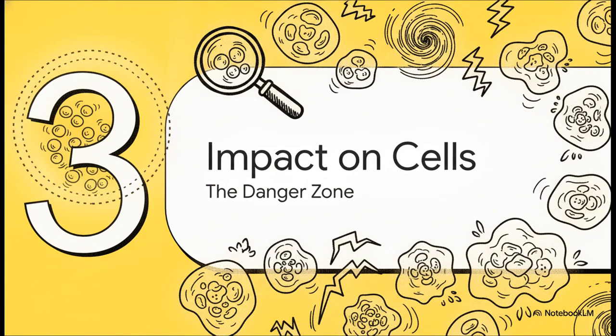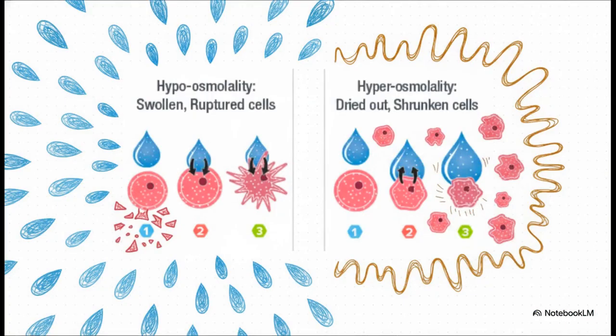Let's hit Section 3, the impact on cells. We are officially entering the danger zone. Because when those normal ranges are ignored, total cellular chaos ensues. In a state of hypoosmolality, the blood plasma has too few solute particles. So water naturally rushes into the cells to try and balance things out, which causes them to swell up and literally rupture. It's bad news.